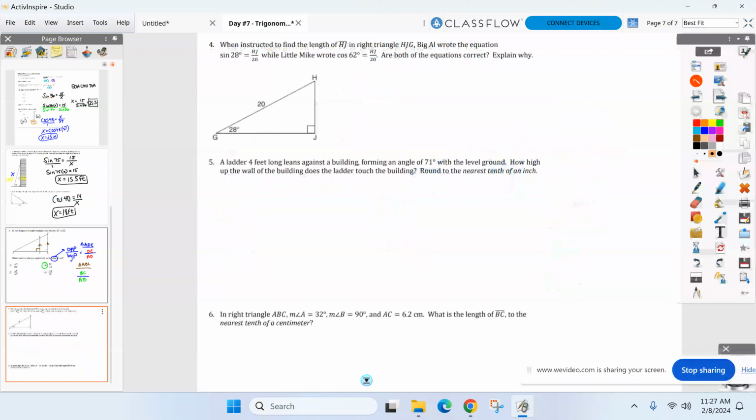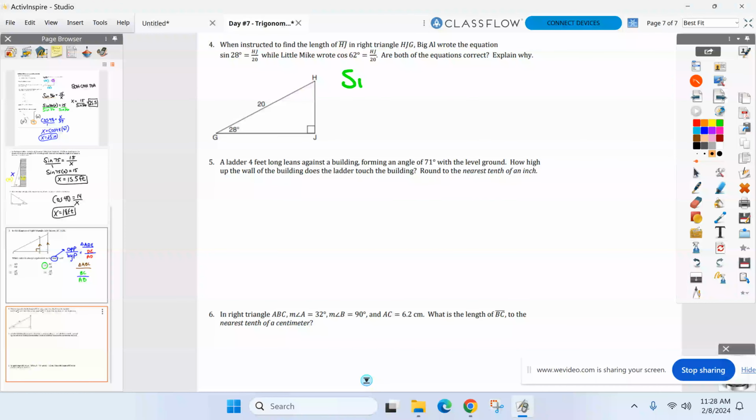Big Al and little brother, little Mike. They're always competing with each other. Big Al wrote an equation, so did little Mike. Who's correct? Are they both? None? One into the other? Let's figure it out. So let's look at Big Al's equation. You let me know if Big Al's correct.